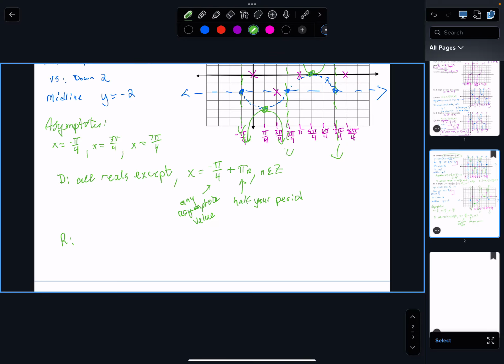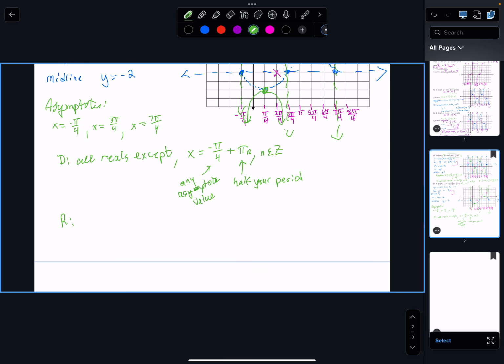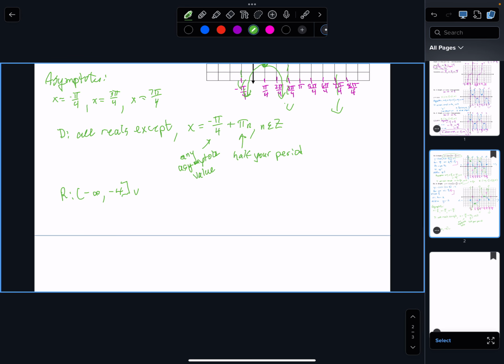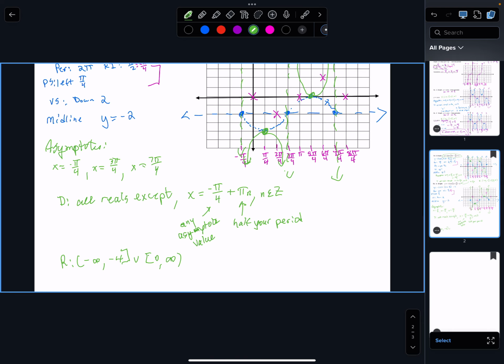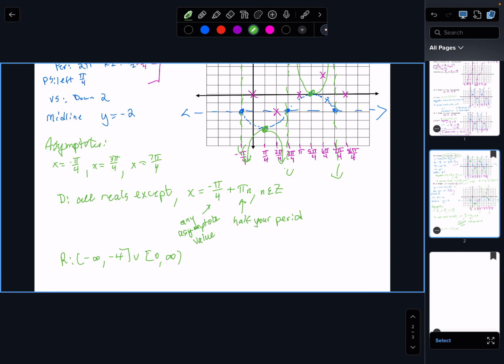And your range, you just have to look and what's the lowest point? It's -4, so negative infinity to -4, inclusive of -4. Union, and then 0 to positive infinity. In this case, you could say you have an x-intercept at 5 pi fourths. And that's the end of the lesson.